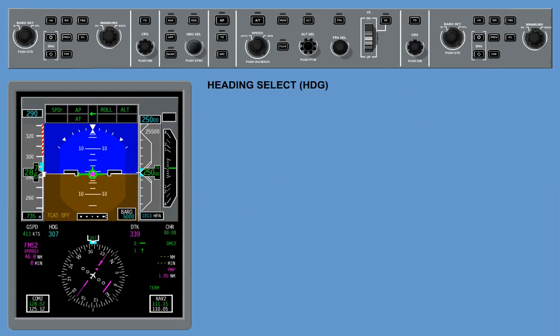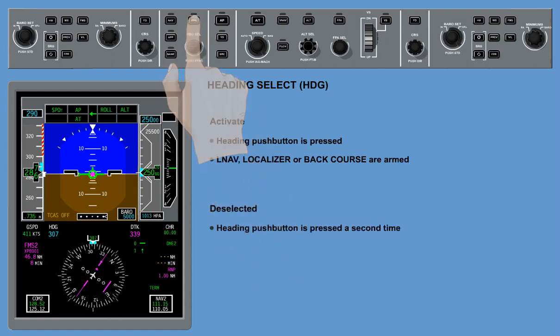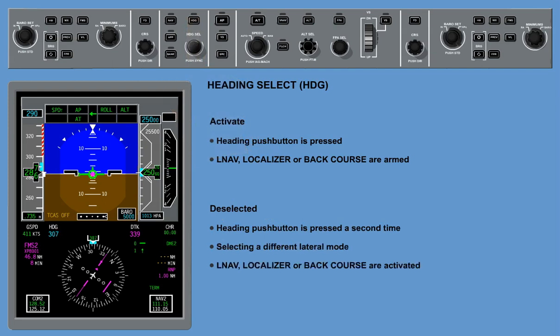Heading Select, HDG. The Heading Select mode activates under the following conditions. The Heading Push button on the guidance panel is pressed. The LNAV, Localizer, or Back Course modes are armed. The Heading Select mode is deselected when the Heading Push button is pressed a second time, by selecting a different lateral mode, or when LNAV, Localizer, or Back Course modes are activated.